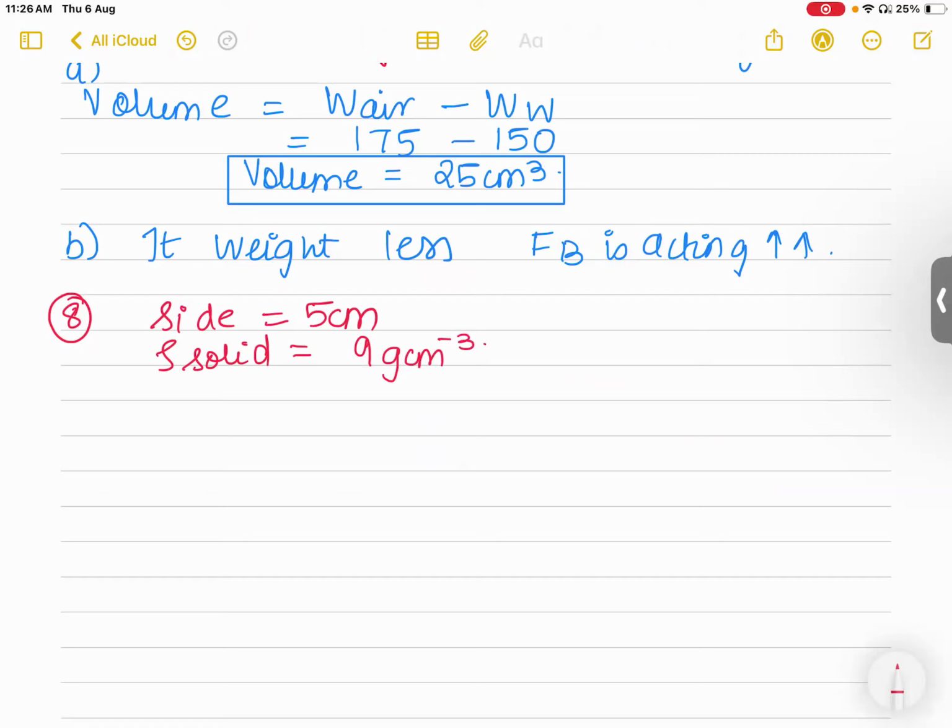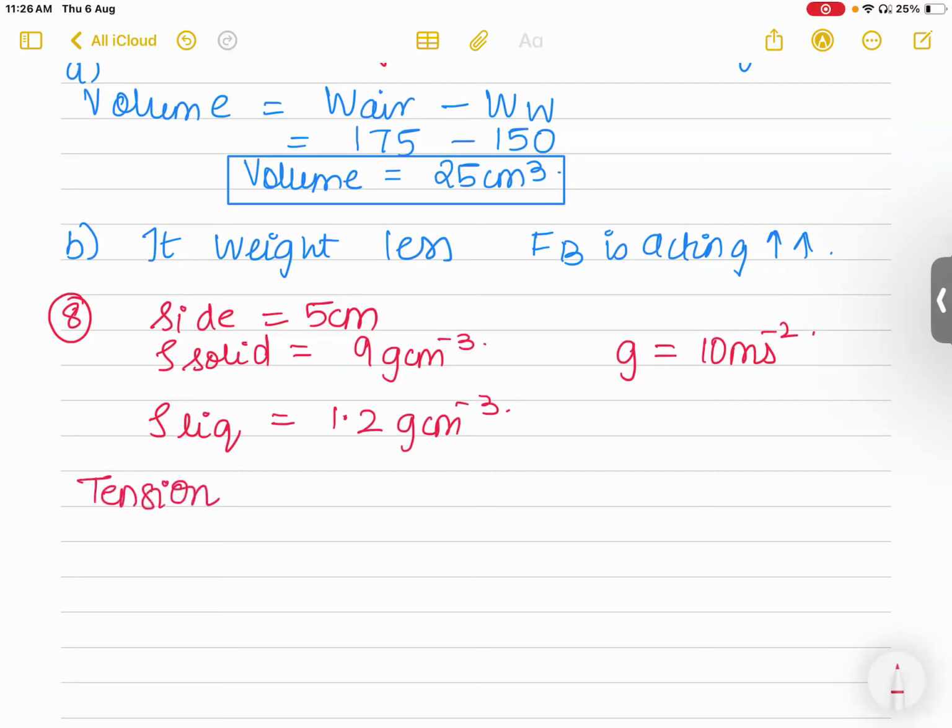It is suspended through a thread and it is completely immersed in a liquid. So density of liquid is given to us, 1.2 g cm raised to minus 3. They have instructed to take value of g as 10 meter per second square. We need to find out one simple thing, and that is the tension in the thread.